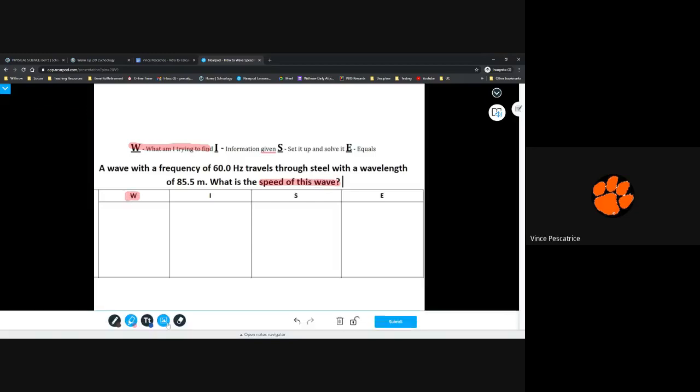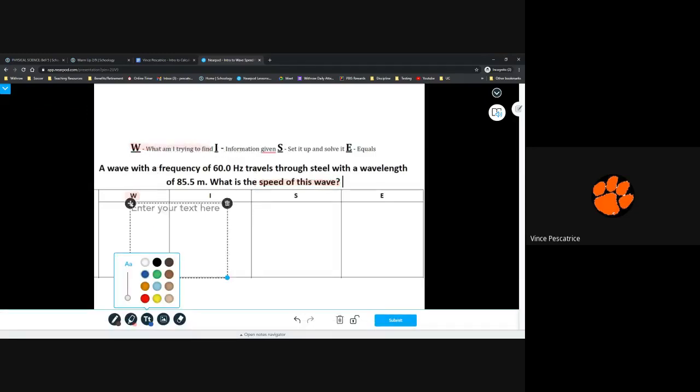So that goes here. I'm going to use my text box to draw that, and you can either put a lowercase v, or speed, or wave speed. All right, so that tells us what we're trying to find. So we move on to the next part.